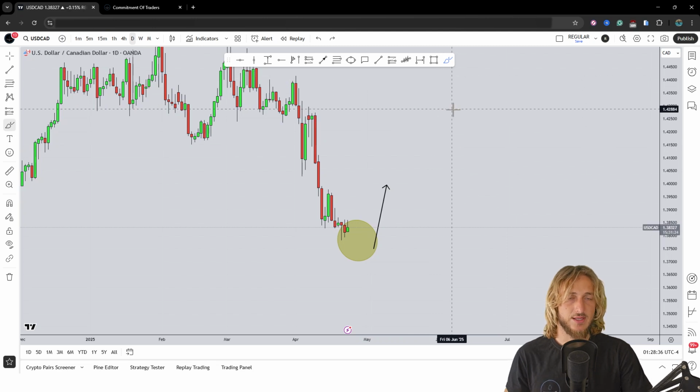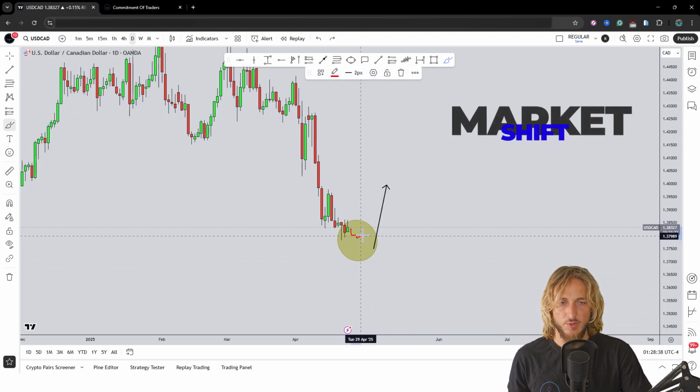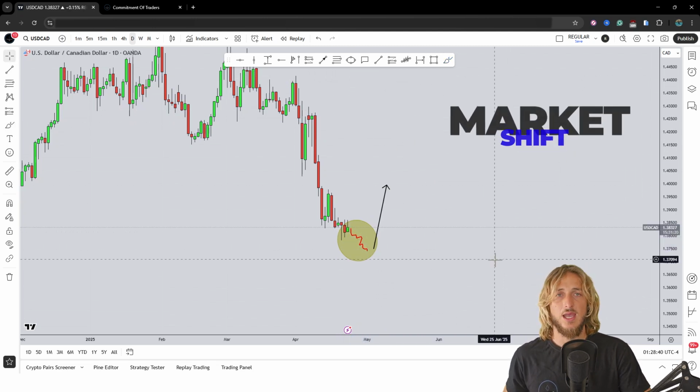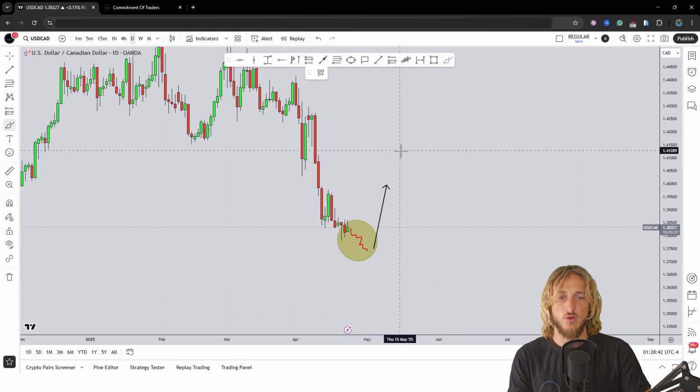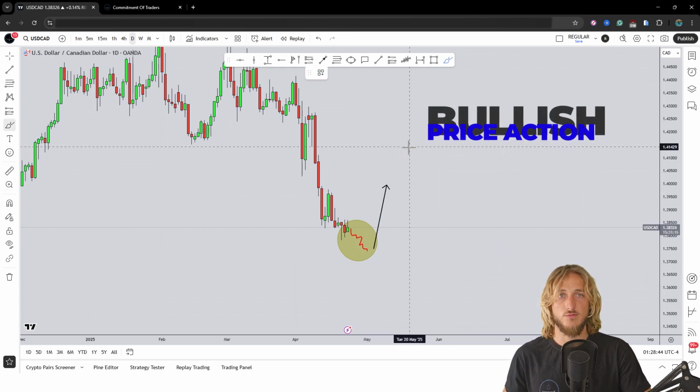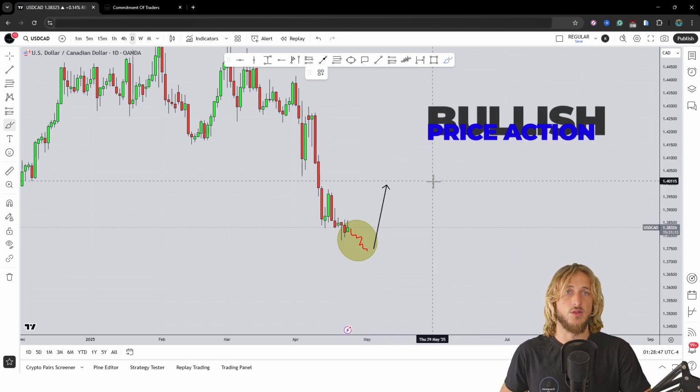Therefore, what I would expect is that if this market would shift from an intraday bearish to bullish market, I wouldn't be surprised to see a potential reversal to the upside away from this level. That definitely wouldn't surprise me.